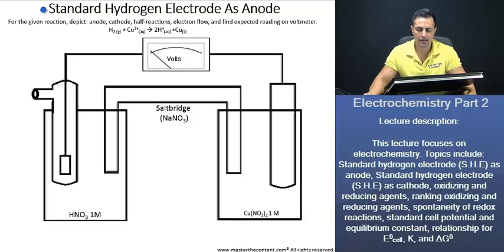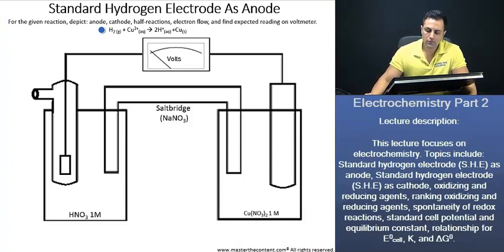Now we'll take a look at the standard hydrogen electrode as an anode. What are we being asked here? For the given reaction, depict the anode-cathode half reactions, electron flow, and find the expected reading on the voltmeter. Let's take a look at our reaction. We have hydrogen gas plus the copper ion giving us 2 hydrogen ions plus copper solid. The oxidation number of our hydrogen goes from 0 to +1, and our copper goes from +2 to 0. So our hydrogen gas is going to be oxidized, and our copper ion is going to be reduced.